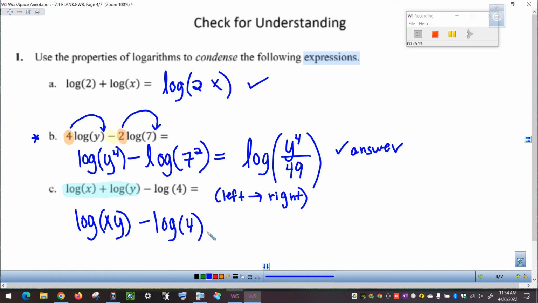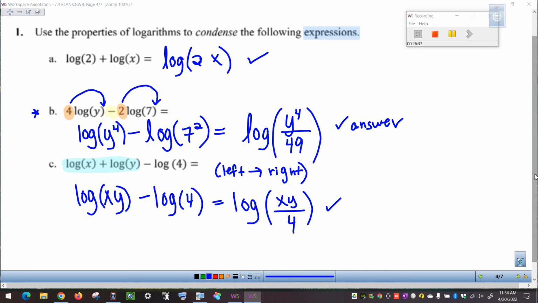Then the only thing we have left is to deal with the subtraction part, and we know that that's going to condense it down using division. So the entire x times y goes on the numerator because whatever's listed in this first position is always the top part of our fraction, and then whatever's listed in the second position is going to go on the denominator. And that is our final condensed answer there.